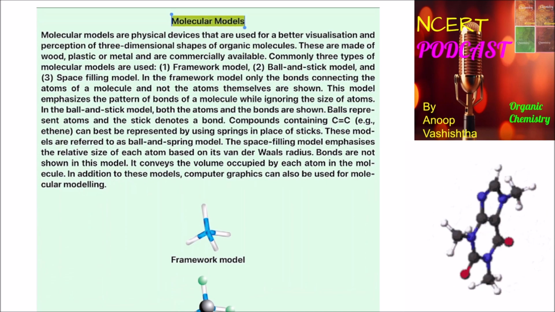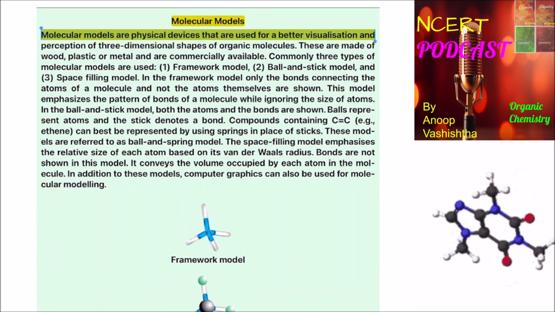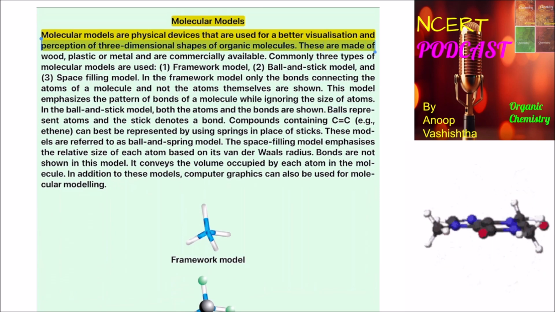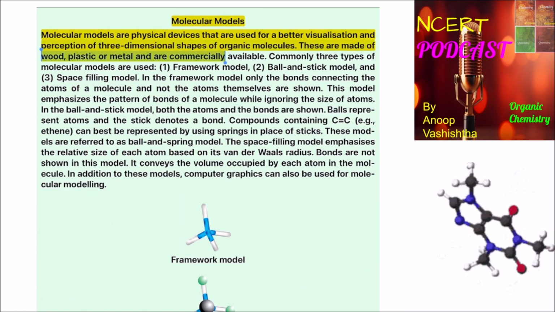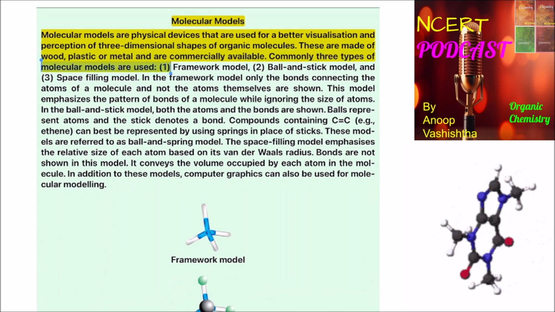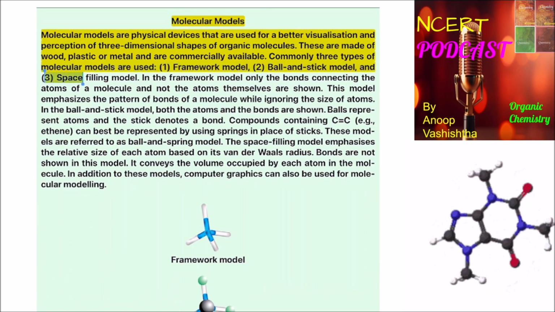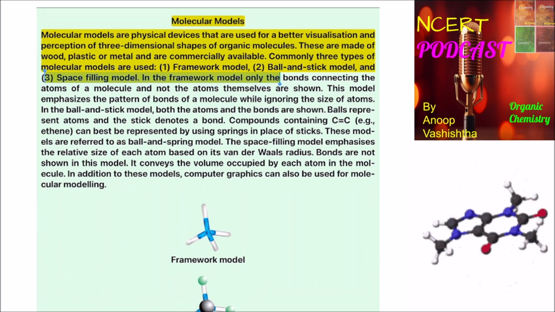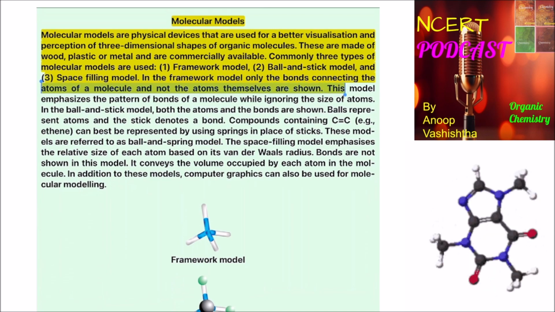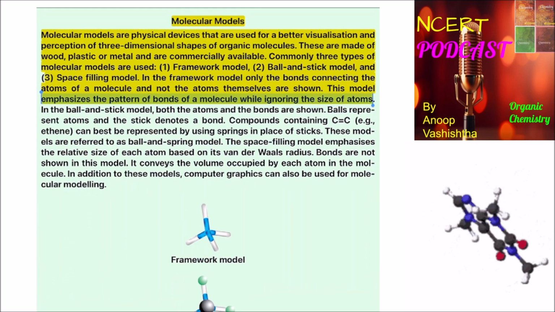Molecular models. Molecular models are physical devices that are used for a better visualization and perception of three-dimensional shape of organic molecules. These are made of wood, plastic or metal and are commercially available. Commonly, three types of molecular models are used. 1. Framework model. 2. Ball and stick model. And 3. Space filling model. In the framework model, only the bonds connecting the atoms of a molecule and not the atoms themselves are shown. This model emphasizes the pattern of bonds of a molecule while ignoring the size of atoms.